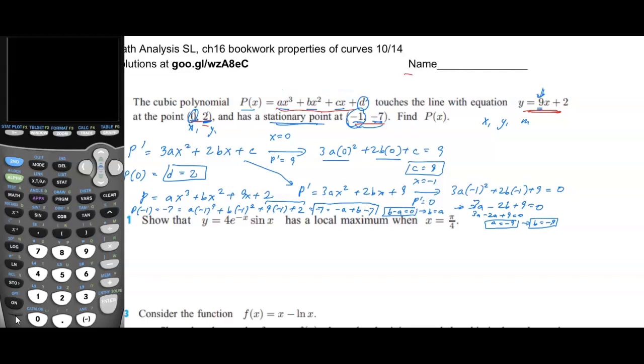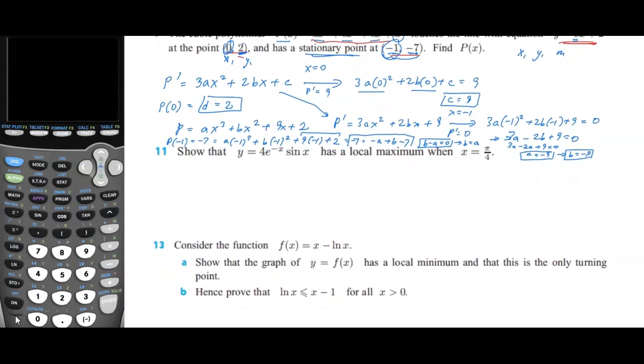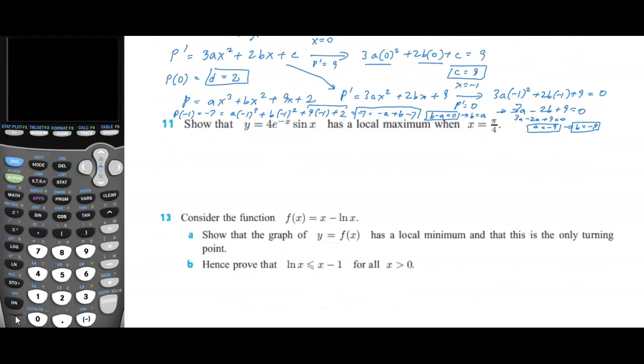We know that a is negative 9, b is negative 9, c is 9, and d is 2. Okay, so that was kind of a long, complicated problem.